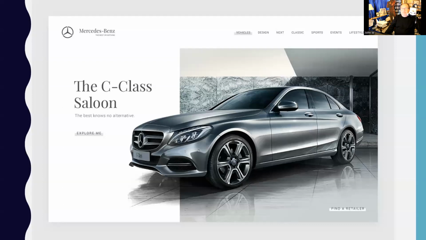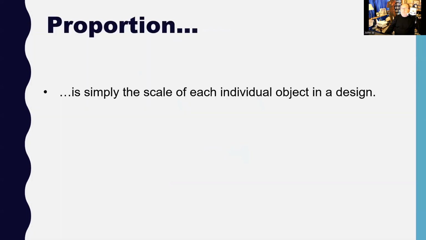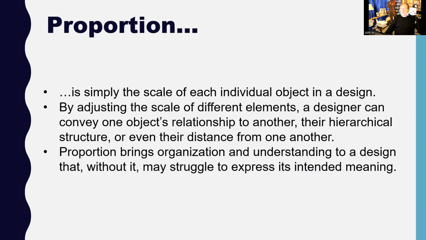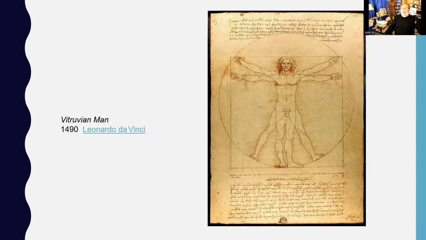Proportion for unity, or size and scale. This gives you a little vision of depth with a C-Class saloon. That's what the British call a sedan. Proportion is simply the scale of each individual object in a design. Here is a very famous drawing by Leonardo da Vinci, illustrating the size and outline of the human body.